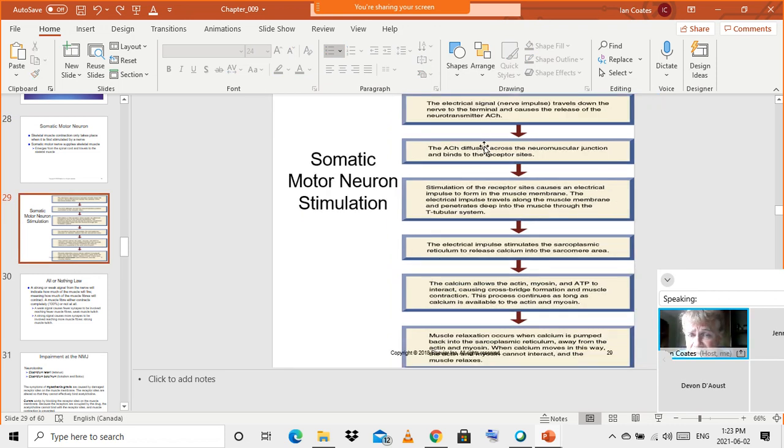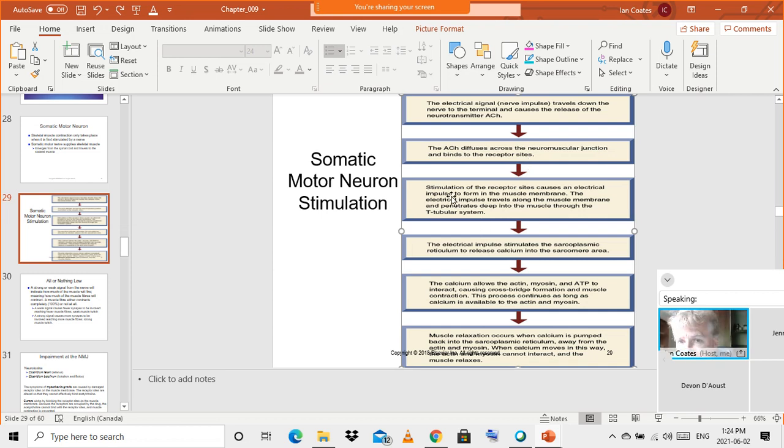It's just an electrical pathway of what goes on in the whole somatic motor neuron stimulation. The electrical signal travels down the nerve to the terminal and causes the release of the neurotransmitter acetylcholine. I apologize if you can't read that. The acetylcholine diffuses across the neuromuscular junction and binds to the receptor sites in the muscle.